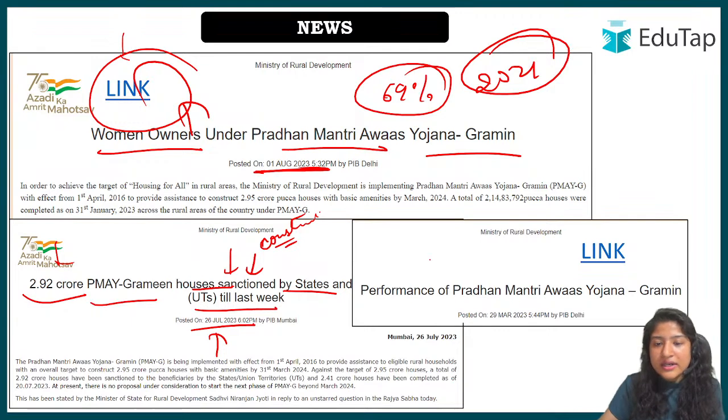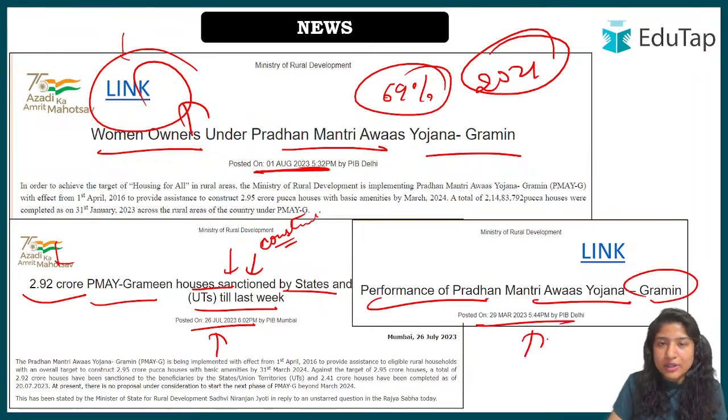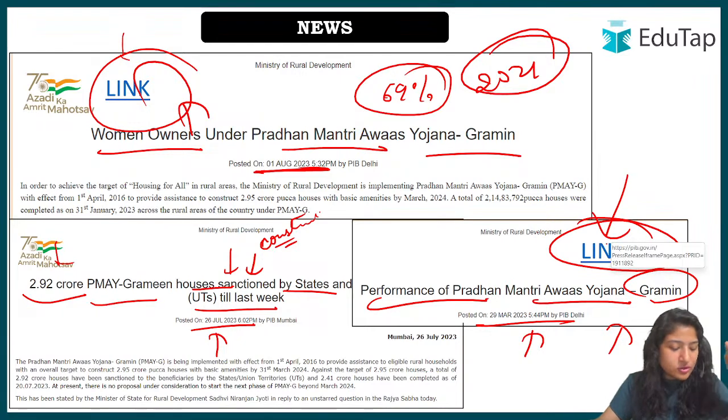Okay. Third is performance of Pradhan Mantri Awas Yojana Gramin. This particular news is of 29 March 2023. It talks about the performance till this particular month, and after that there is no particular news on the performance, okay. So it will come maybe next year or maybe at the end of this year. Of that also I've added the link. You just have to tap on it, and once you tap on it you will be redirected to the official news, and from there you can read on it, okay.